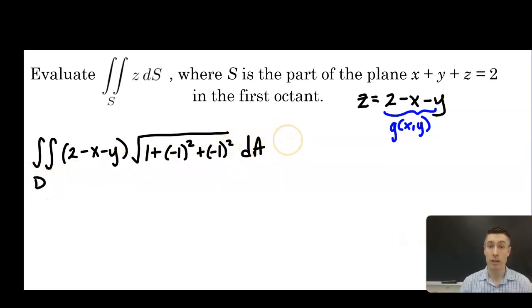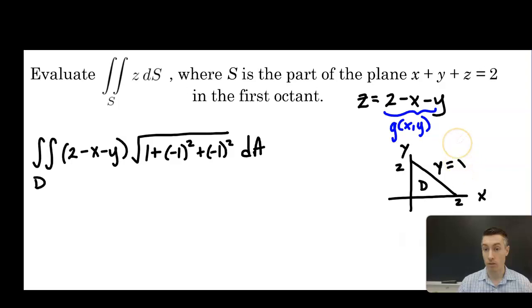So we need to figure out the region that we're integrating over. If we're in the first octant, then we can just think in the xy plane, since those are the parameters we're using, right? A trivial parameterization, x and y would be our parameters. So z would be 0, so really we're just looking at this region here. Intercepts would be 2. That would be y equals 2 minus x there. So I do think setting it up as a type 1 region would work out nicely here.